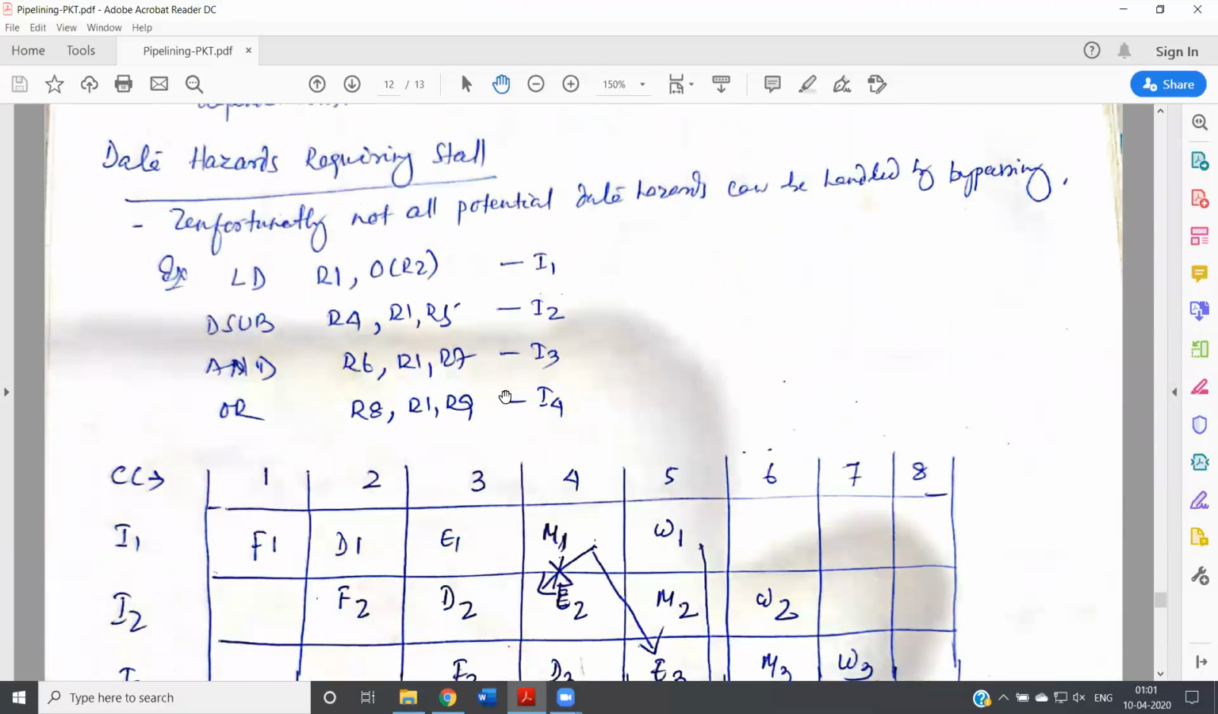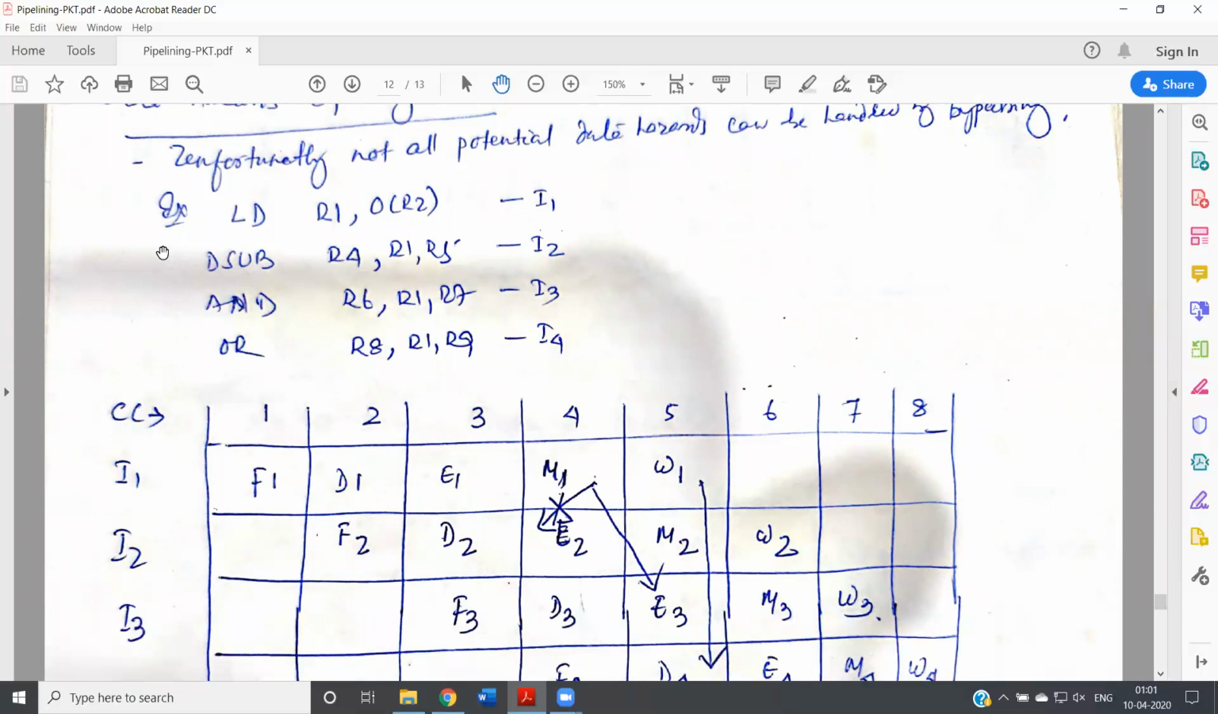We have read that data forwarding is useful for reducing the data hazard. However, there are some situations where the data forwarding fails. Unfortunately, not all potential data hazards can be handled by bypassing. We'll take an example over here. The first one is a load operation, R1 equals 0 of R2. So it loads into R1. There's a subtract instruction, R4 equals R1 minus R5.